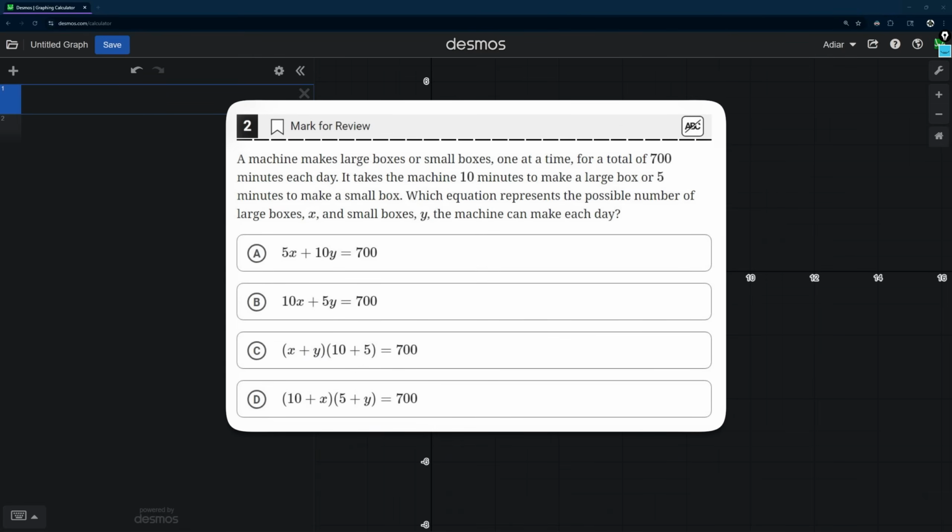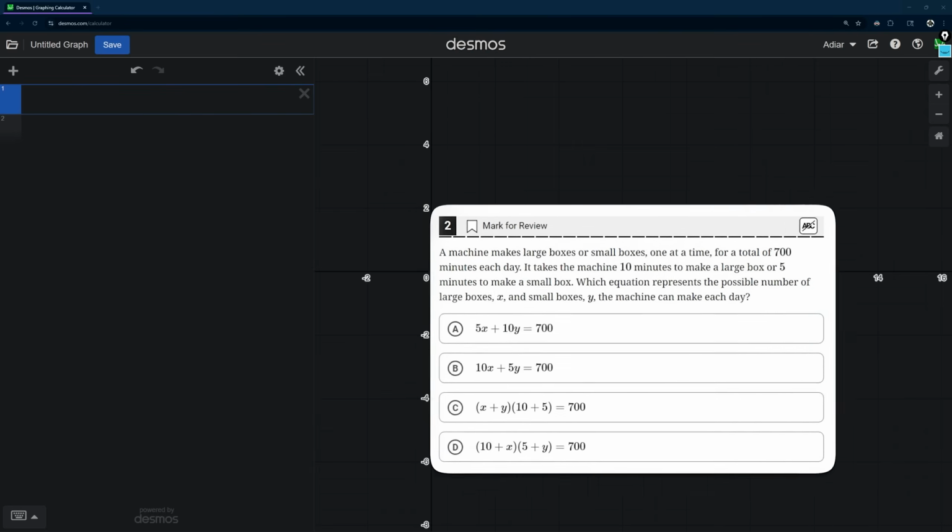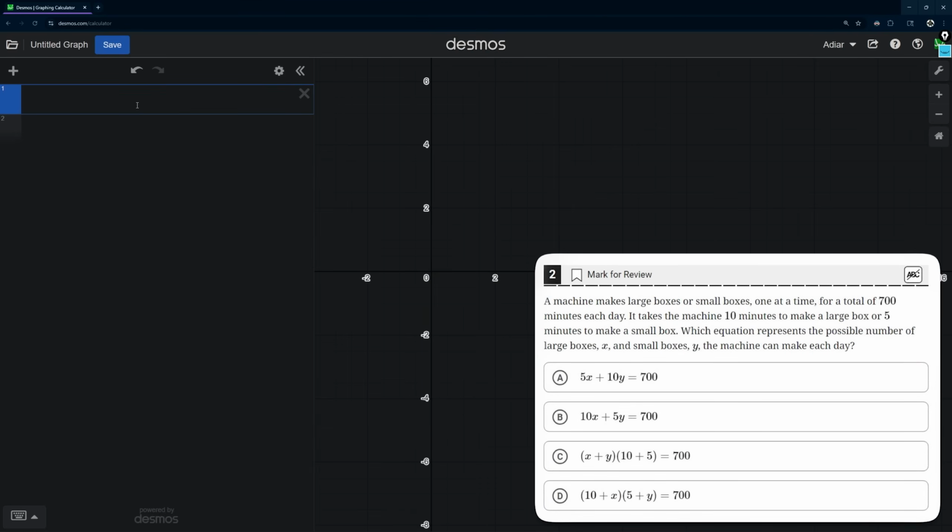This question says, a machine makes large boxes or small boxes, one at a time, for a total of 700 minutes each day. It takes the machine 10 minutes to make a large box, or 5 minutes to make a small box. Which equation represents the possible number of large boxes X and small boxes Y the machine can make a day? So we know this machine runs for exactly 700 minutes each day. So the total time it's making these boxes has to add up to 700. So we can say the time for a large box plus the time for a small box equals 700.